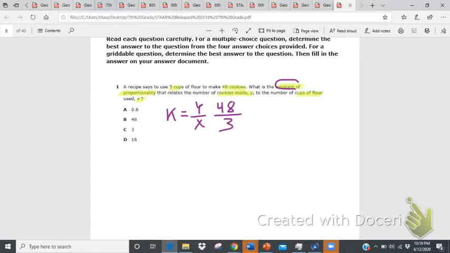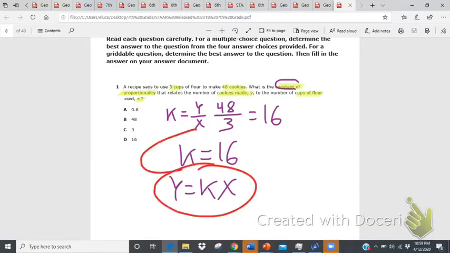So you put that there, ladies and gentlemen. You can divide. 48 divided by 3 is equal to 16, which means the constant of proportionality here is 16. If you were to rewrite this into the format Y equals KX, this formula and this formula are very, very similar. Well, they're the same thing, just represented a bit differently.